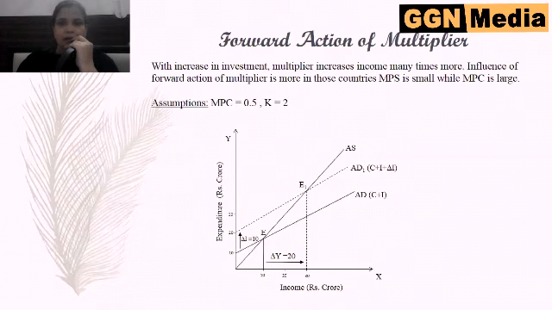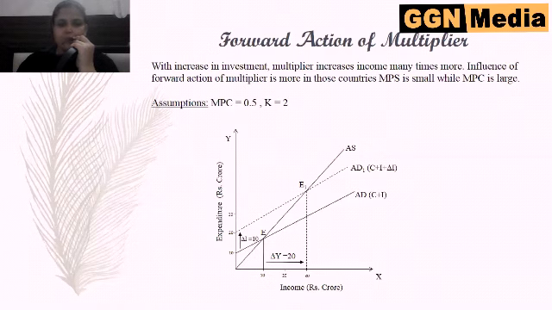Where AD and AS intersect at point E, at E, investment is equal to 10 and income is also equal to 10. Now, if you increase investment by 10 crore rupees, that means from 10 to 20, the aggregate demand will become consumption plus investment plus change in investment. It means AD plus change in investment. Change in investment is 10. Now the equilibrium point is where aggregate supply and AD1 intersect. That means at point E1.